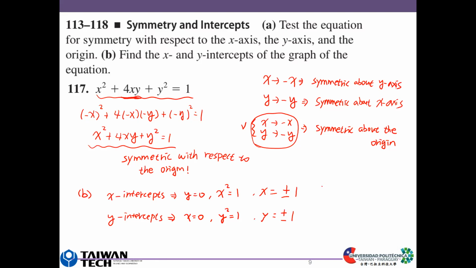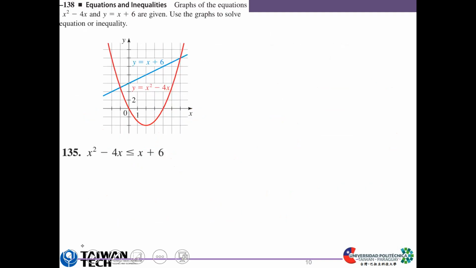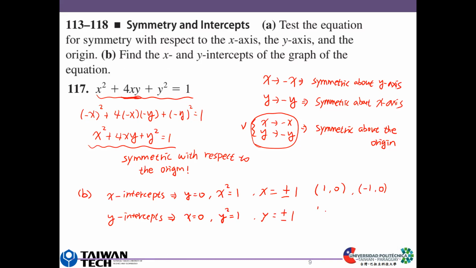Okay, so we have the x-intercepts, which are (1, 0) and (-1, 0). And we have the y-intercepts, which are (0, 1) and (0, -1). Okay, so this is the solution of problem B. So any questions about this symmetry and intercepts? Okay.